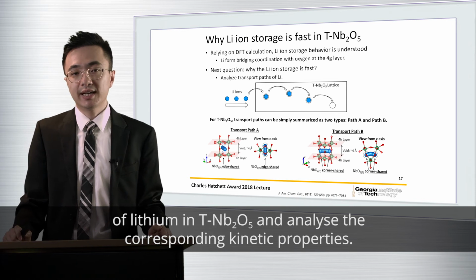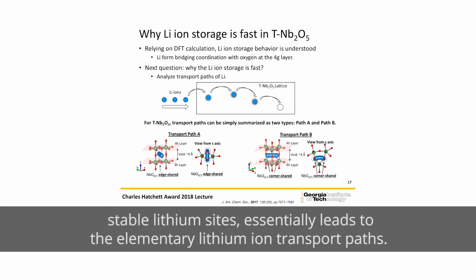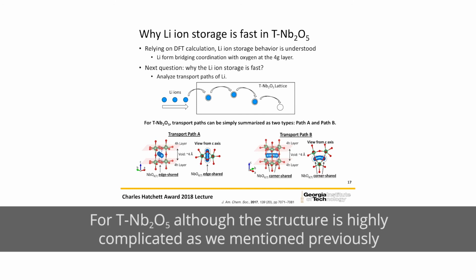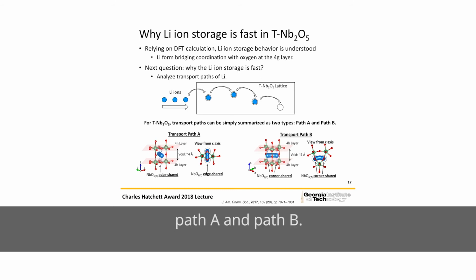the corresponding kinetic properties. So we all know that in solid-state materials, the connection between two thermodynamically stable lithium sites essentially leads to the elementary lithium-ion transport paths. For T-niobium oxide, although the structure is highly complicated as we mentioned previously, the transport paths for T-niobium oxide can be simply understood as two types, path A and path B.